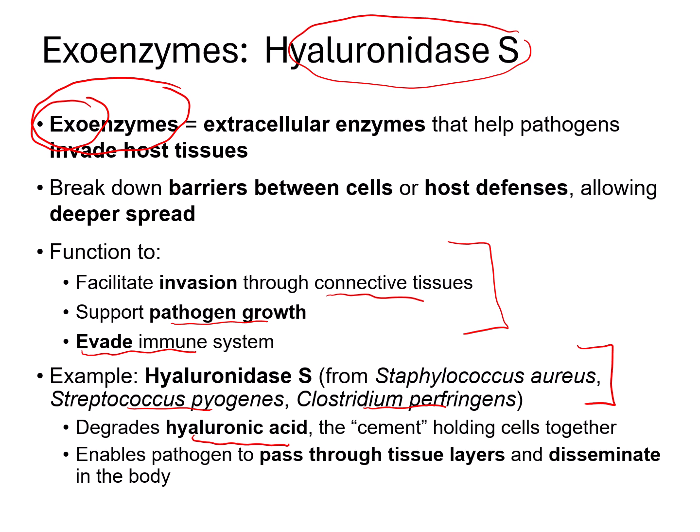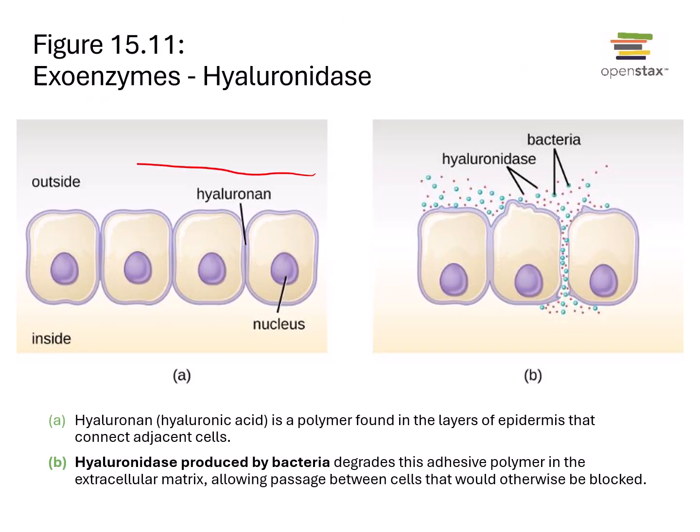By digesting this material through the enzyme hyaluronidase S, the bacteria will loosen these cell junctions, allowing them to spread through the tissue layers and move beyond that initial infection site. This is why these infections can start small, but then expand rapidly if they're left untreated. Here's a look at that normal tissue here.